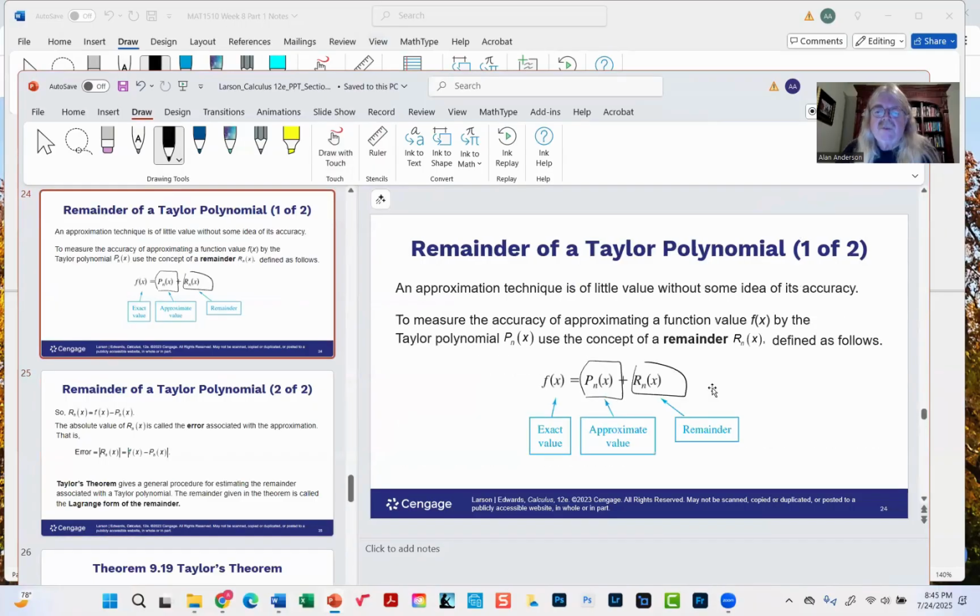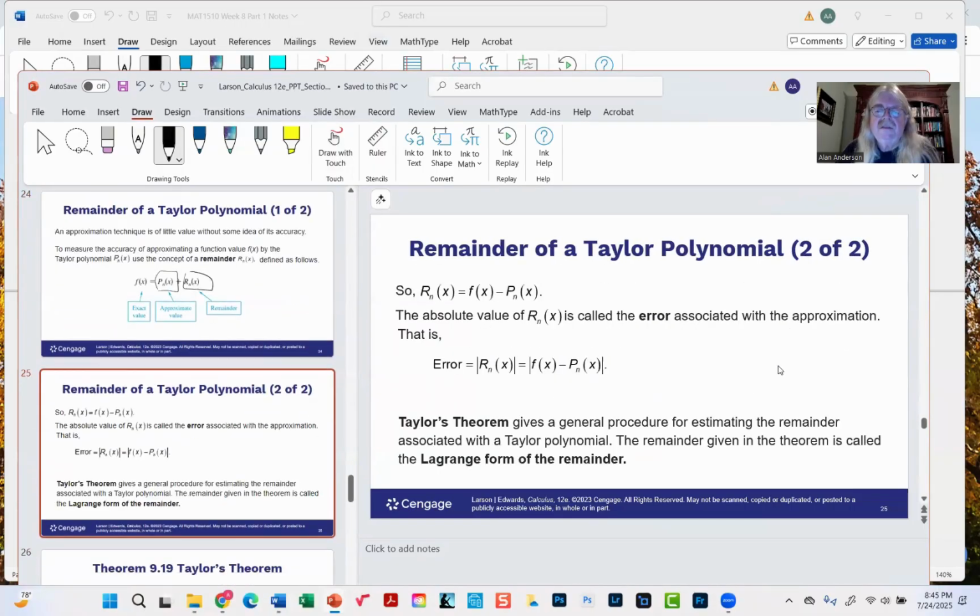So then they're saying that algebraically, this implies that Rn, the remainder, is simply the original function minus the polynomial, and the absolute value of that error term is called the error. Now there's all kinds of theorems about how large this error can be, which is important if, let's say, there's some number that you need this approximation to be within a certain tolerance of the correct value, and you're not sure how many terms to use in your polynomial.